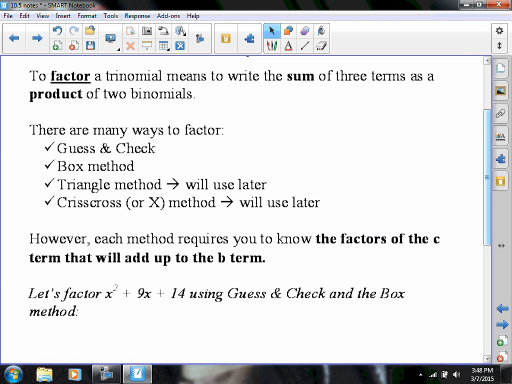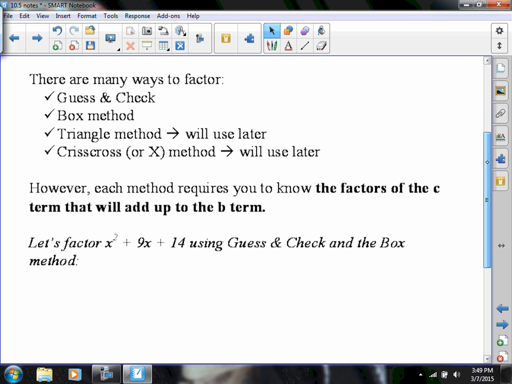Okay? Now there are a lot of different ways that we can do this. We can do guess and check, that's the most common way, or we can do box, that's probably the second most common way. There's also a triangle method that we can show you, or a crisscross method that we can show you. But we're going to show you those later because those work better with a lead coefficient in front of the x squared. But today I will show you the guess and check and the box method.